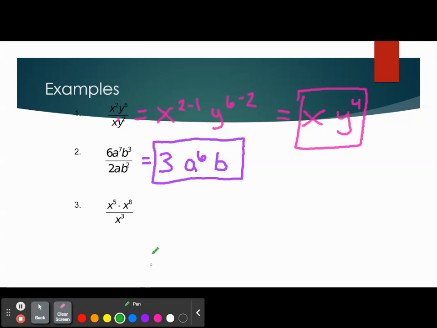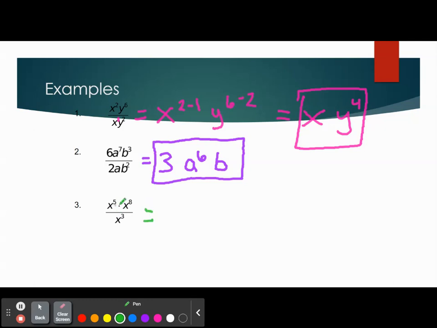All right, let me show you one more. Number 3. x to the 5th times x to the 8th divided by x to the 3rd. So write that problem down for number 3. All right, so before I can divide these, I need to simplify the one on top. Okay, let's put our calculators down. Pay attention, please.